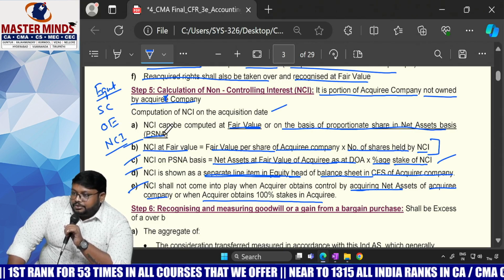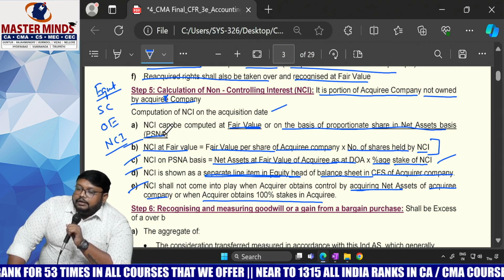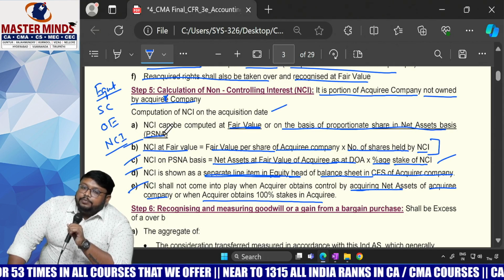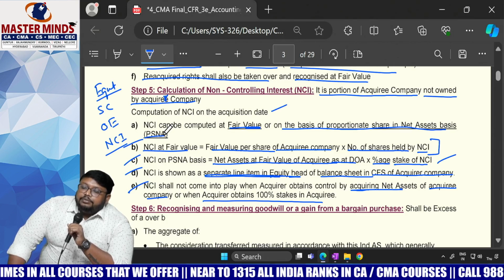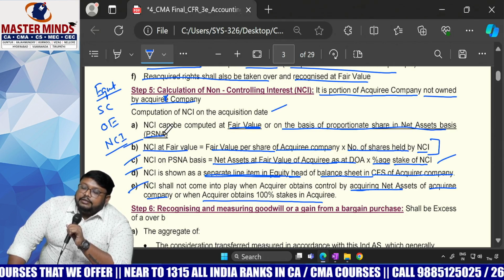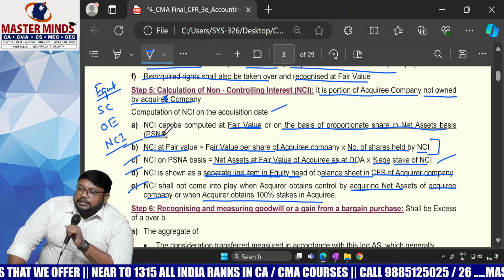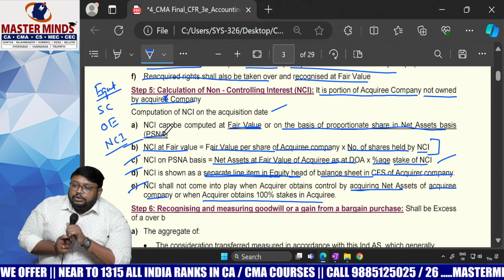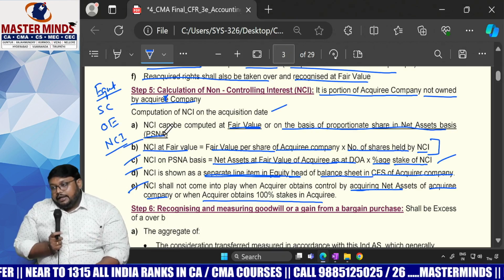Again, I will give you notes for that NCI calculations. If you prepare NCI on a fair value basis, whatever goodwill we are getting, that goodwill is full goodwill. As I told you, full goodwill. That goodwill includes the acquirer share as well as the acquiree share.